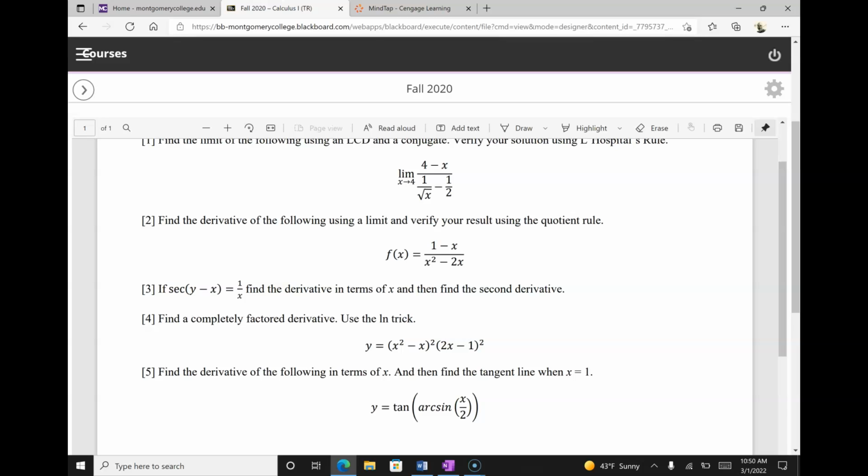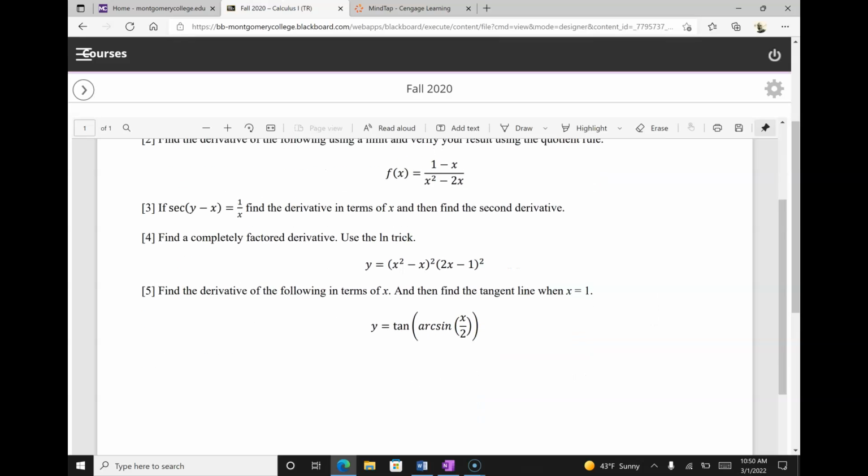Number 4 says use the ln trick. I'm skipping that, but you could do this with what rule? Product rule. So it's easier to do this. So this one I would not include the ln trick in there. So you could do this whole test now. And we just did this one. Oh, I didn't finish. Tangent line at 1, right?